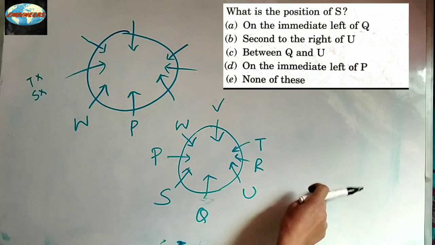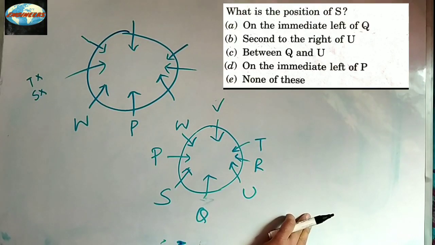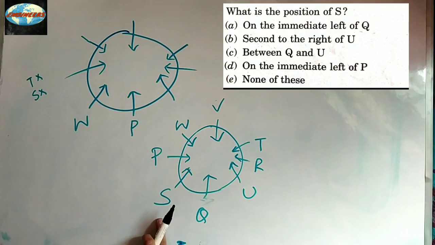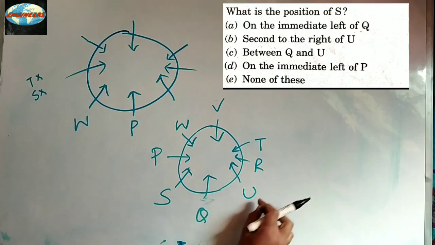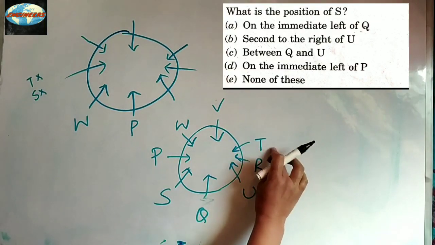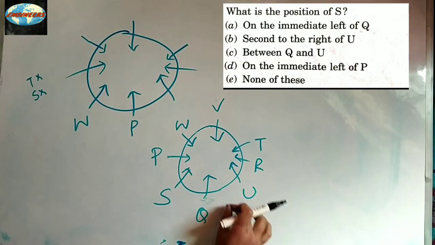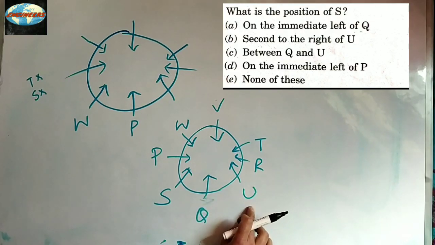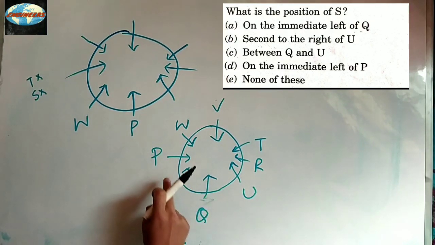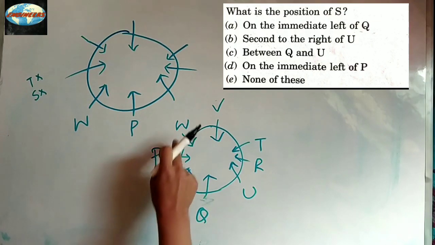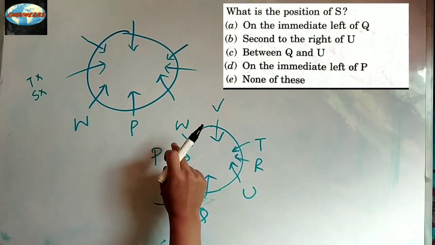Now, moving on to the second question. What is the position of S? On the immediate left of Q? Yes. This is left of Q. S is to the immediate left of Q. Fine. Second to the right of U? No. Second to the right of U we have T. Between Q and U? No. There is no one between Q and U. On the immediate left of P? No. Immediate left of P we have W.